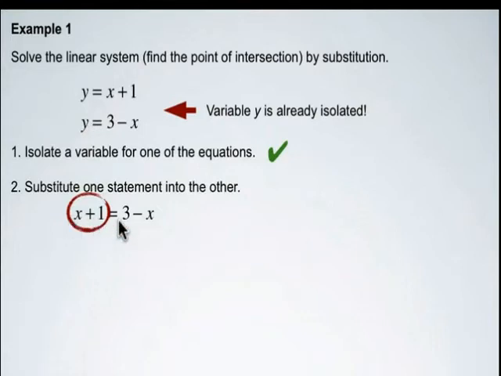So now we have an equation, and so what I'd like you to do is solve for x. In other words, rearrange this equation to isolate x.